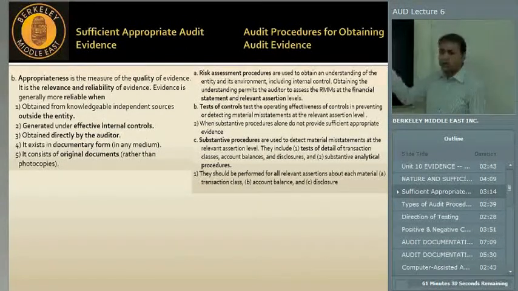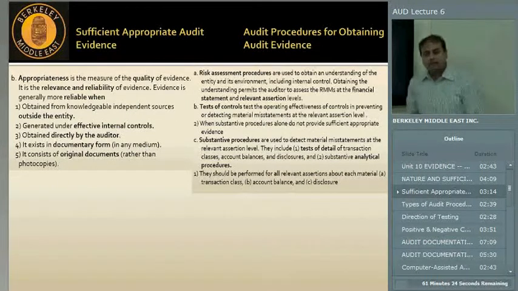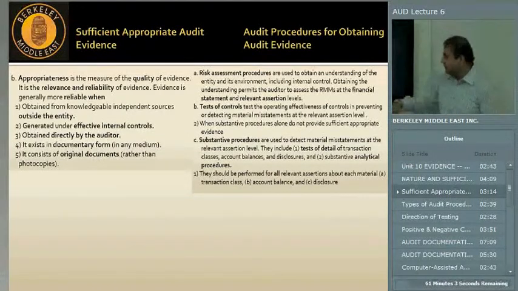Appropriateness by definition is the measure of quality of evidence. It is the relevance and reliability of the evidence. Evidence is generally more reliable when it is obtained from independent sources. That's why when you are talking about accounts receivable and accounts payable, the auditor will always prefer to directly send a confirmation letter to the parties. So independent evaluation or communication information sources are always the most trusted.